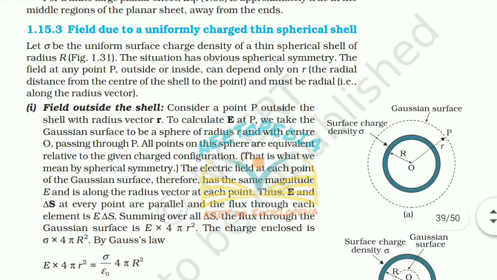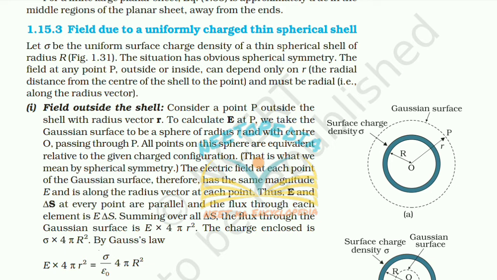1.15.3 Field due to uniformly charged thin spherical shell. Let sigma be the uniform charge density of a thin spherical shell of radius r. The situation has obvious spherical symmetry. The field at any point P outside or inside can depend only on r, that is the radial distance from the center of the shell to the point, and must be radial, that is along the radius vector.